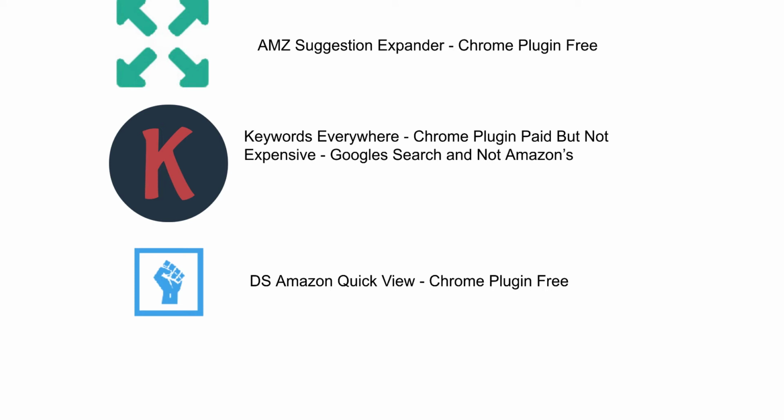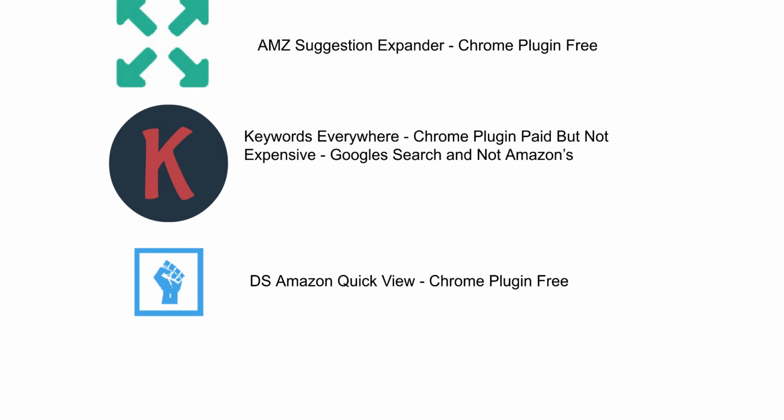These are all Chrome plugins that I use when I'm searching on Amazon, because that's the first place that you can go to search, because basically that is where you're selling your KDP low content, no content or medium content books. So the first one is AMZ Suggest and Expander. It's a Chrome plugin and it's free.